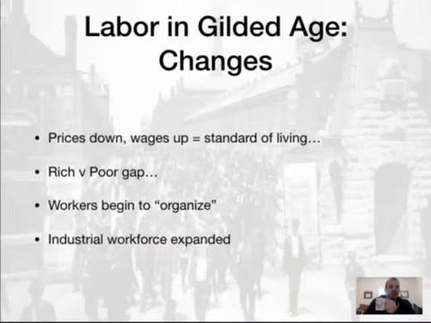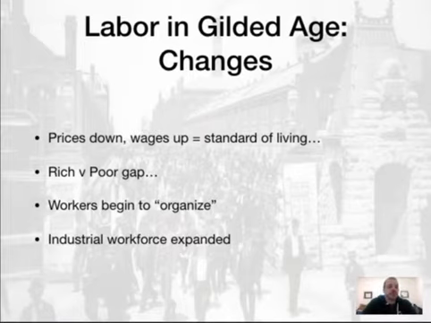Labor is going to go through some changes in this time period as well, as prices drop on important things like food and wages go up. Now, they don't go up as much as the boss's profits go up, but as prices go down and wages go up, we're going to see the standard of living for most Americans improve over the long term. However, that gap between the rich and the poor does grow in this time period.